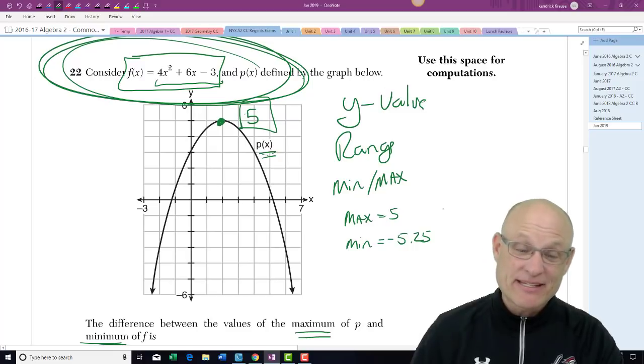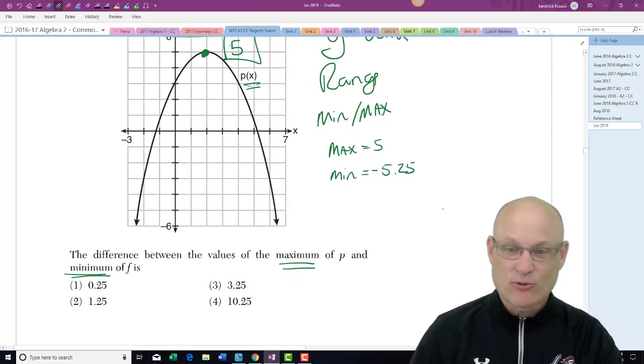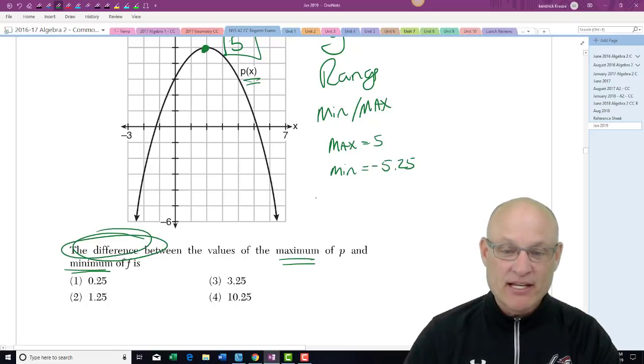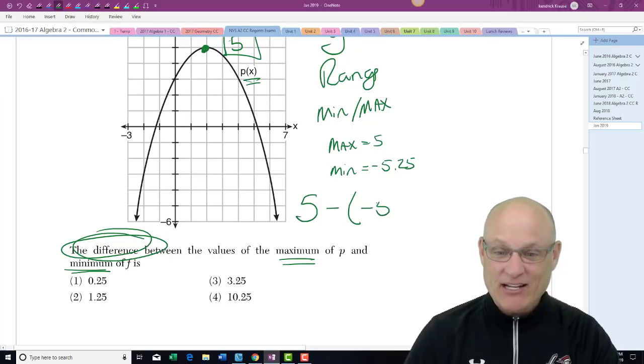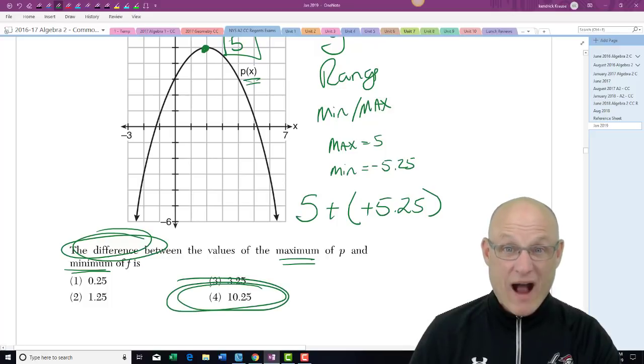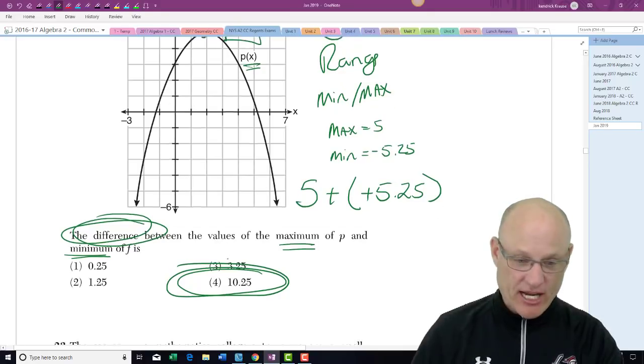Now you have to be careful. I bet 0.25 is an answer. Of course it is. It said, what is the difference between the max and the min? Difference means subtraction. So that's 5 minus negative 5.25. How many all fell for that one? This is plus, and the answer is 10.25. Wow, that's tough. Be careful. Not tough. You just got to be conscientious.